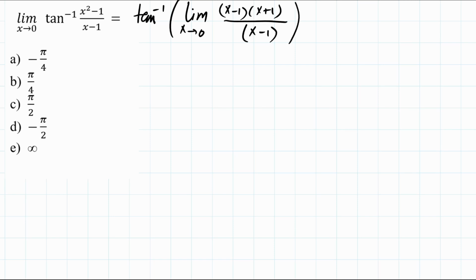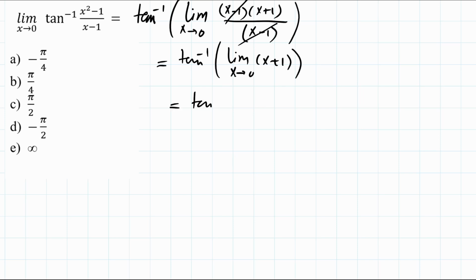There's a bit of cancellation here. x minus 1 will cancel with x minus 1, and the result is the tan inverse of the limit as x goes to 0 of x plus 1 here. Okay, and as x goes to 0, this is going to reduce to tan inverse of 1, which is equal to pi over 4, and the answer is just B.